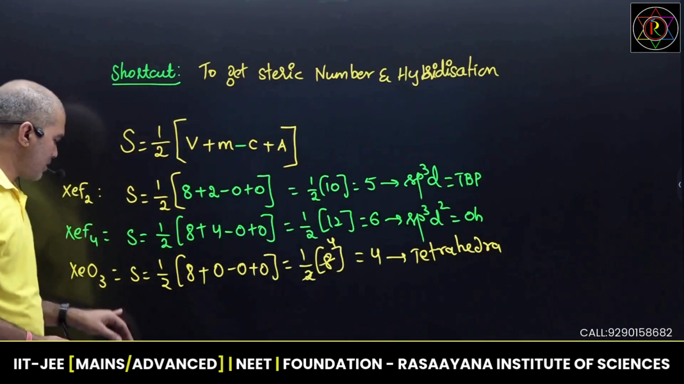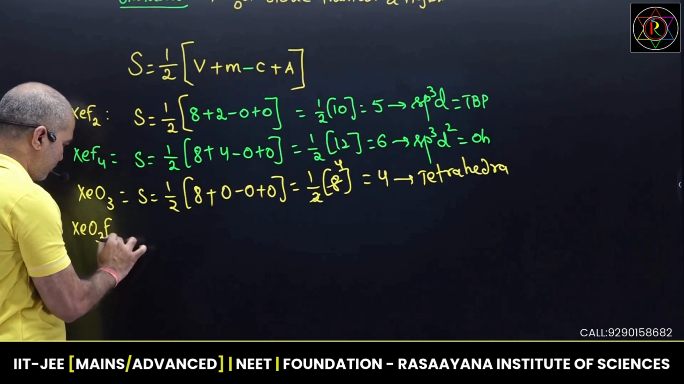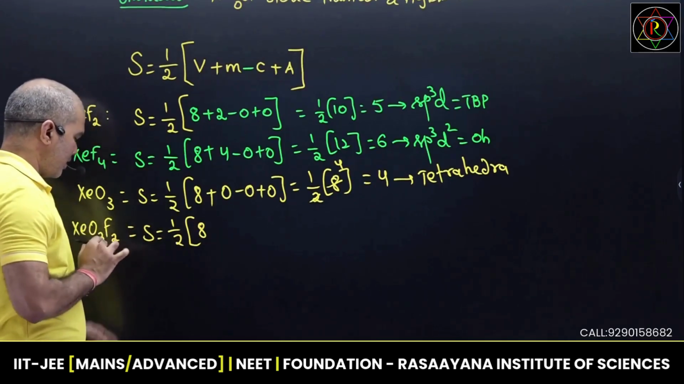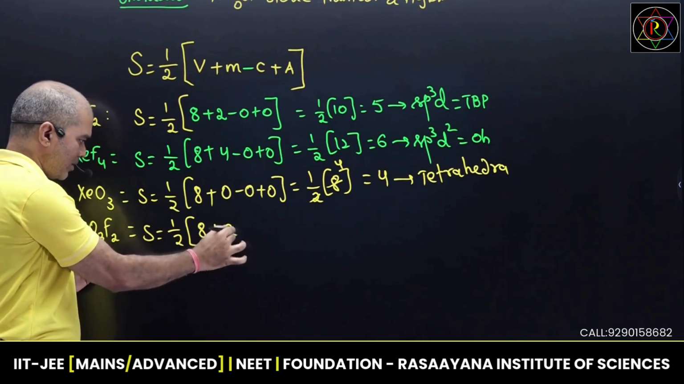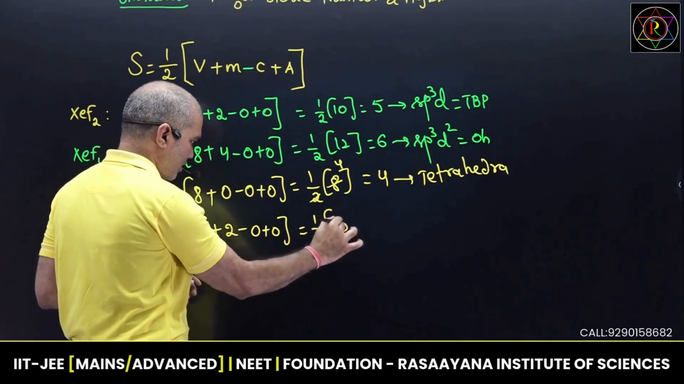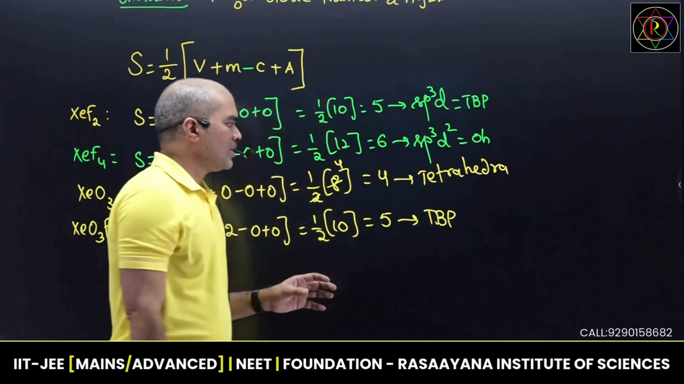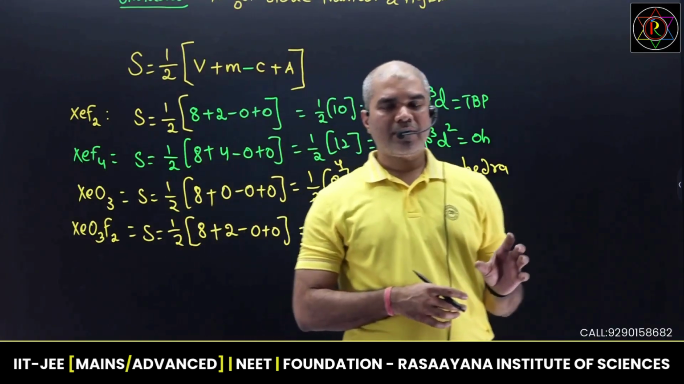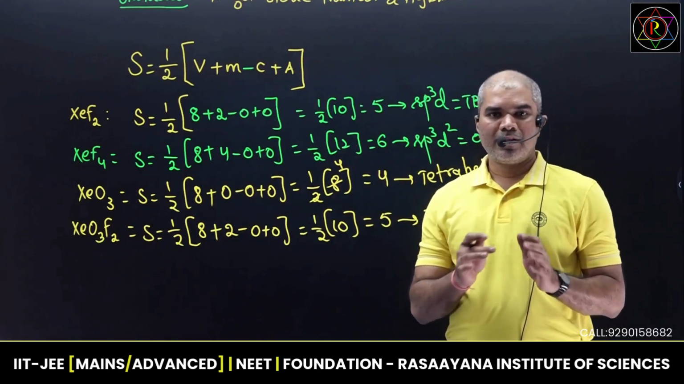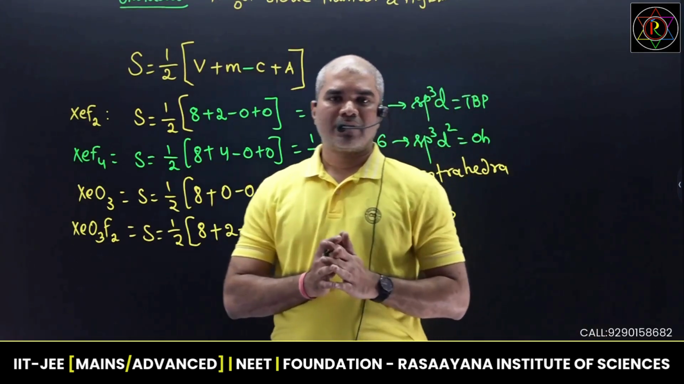And the last one was XeO3F2. O3 divalent, fluorine monovalent, 2 monovalent, so 8 plus 2. No cationic charges and no anionic charges, so it is half of 10, which is 5. For 5 it is TBP, trigonal bipyramidal. This is a shortcut method to get the steric number as well as the electronic geometry. But to get the molecular shape and the number of lone pairs, the previous method is a perfect method to understand. This is about our 2024 advanced question. Thank you.